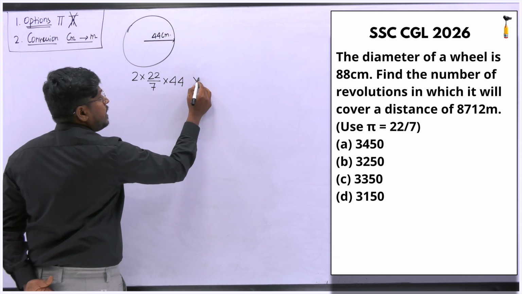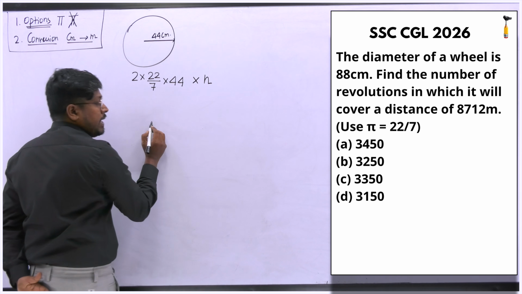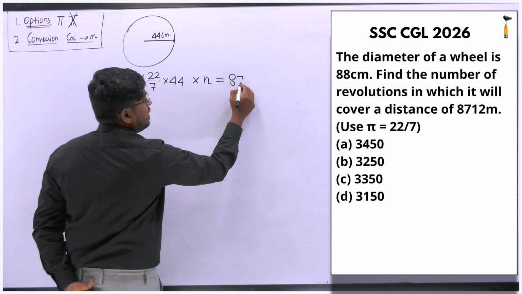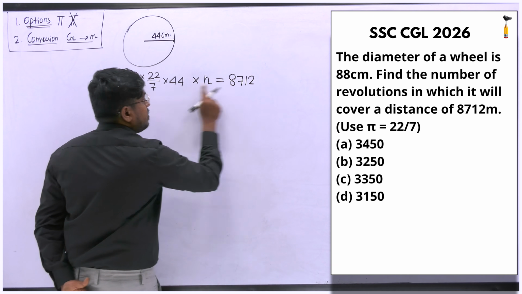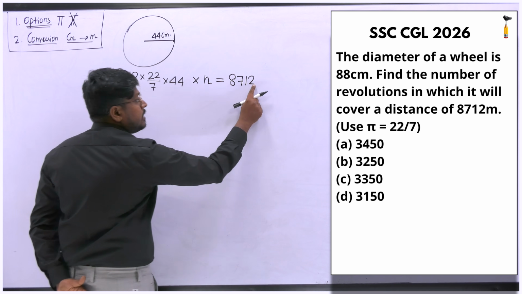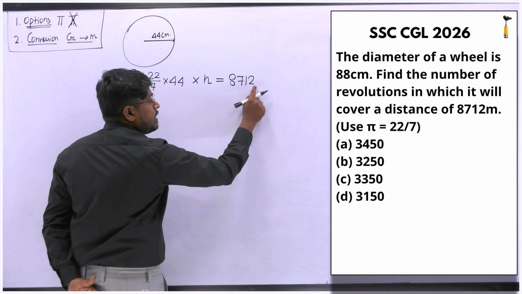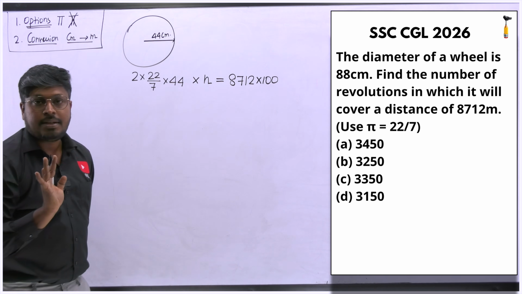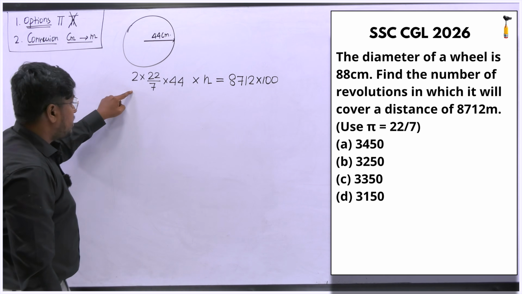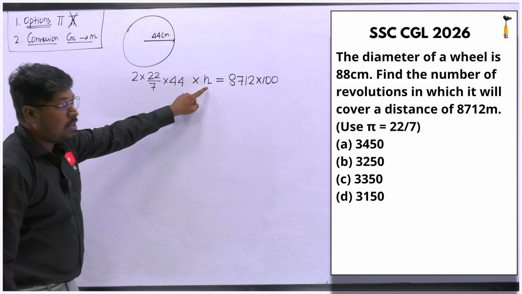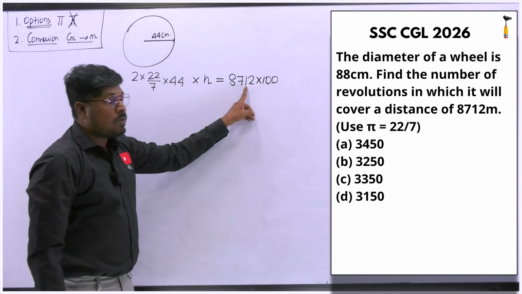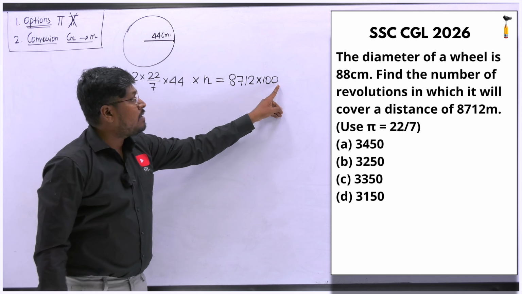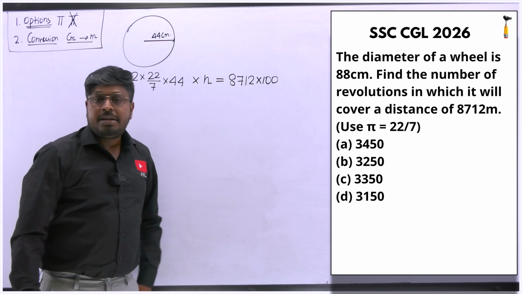But we have to find how many times this roller rotates in order to cover the total distance of 8712 meter. So this is in terms of centimeter and this is in terms of meter. I can convert the meter into centimeter, so that into 100. That's it. So you understood how I wrote it, right? So this will be the circumference of the circle into the number of times it rotates, that is equal to the total distance into 100, because the value is in meter, I have converted into centimeter. Meter to centimeter will be 100.